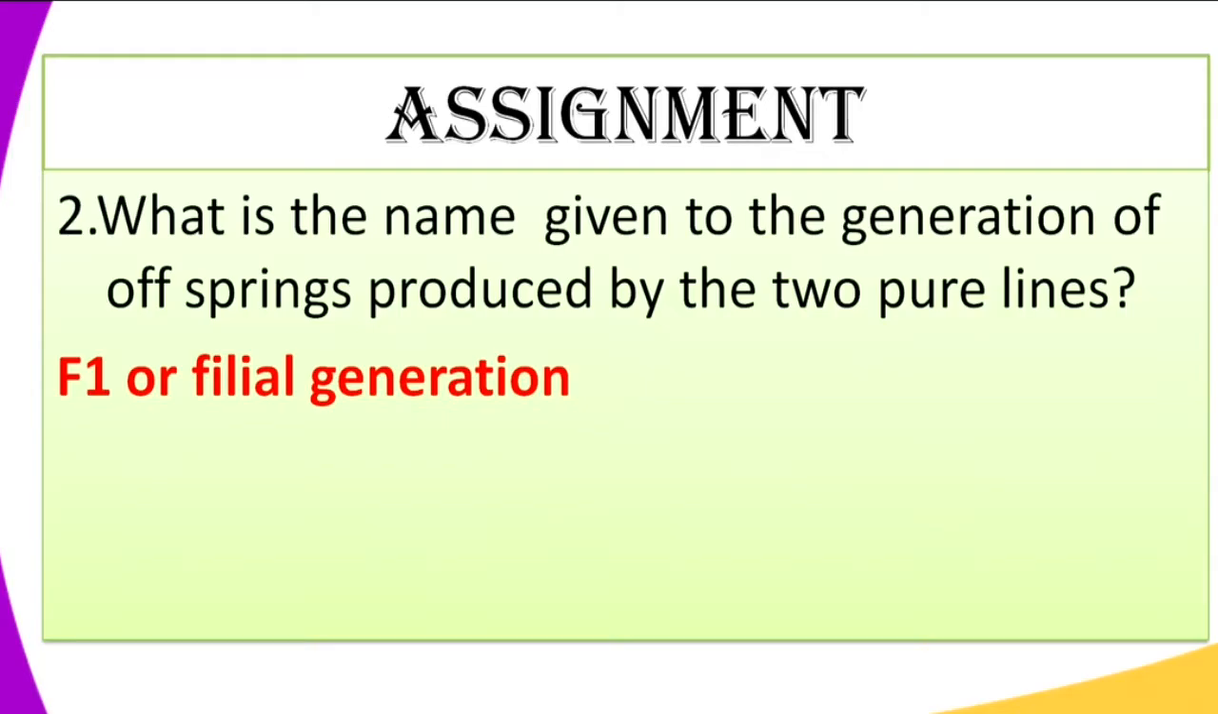Question number 2 was, what is the name given to the generation of offspring produced by the two pure lines? So we call them the F1 or the filial generation.